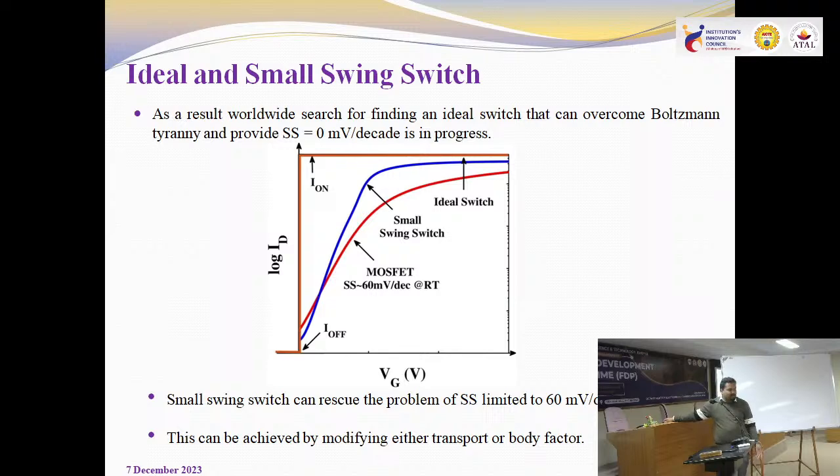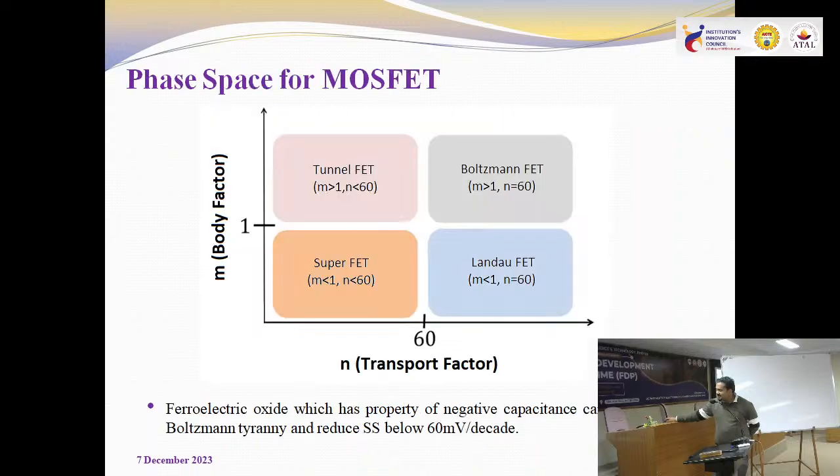And this could be achieved by lowering the body factor or transport factor. Body factor and transport factor I had discussed just in the previous slide. So there are mainly two mechanisms to reduce the subthreshold swing, which is to either alter the body factor or the transport factor. Now I'll move on to the next slide.